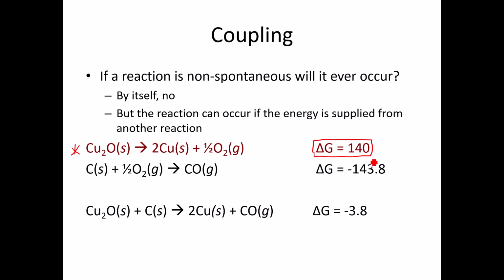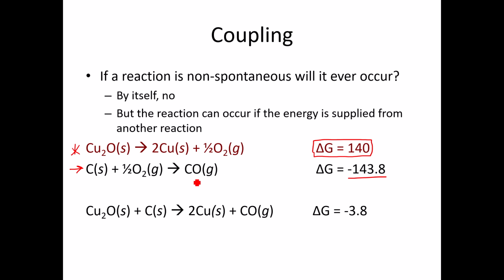So we have to think about how we can make this reaction occur. Using the second equation, carbon in the presence of O2 turns into carbon monoxide. And you can tell from the delta G that this is a spontaneous reaction. So if I mix carbon with my copper oxide, the carbon can take any oxygen that might be present and turn it into carbon monoxide. Removing the oxygen then drives this first reaction forward.